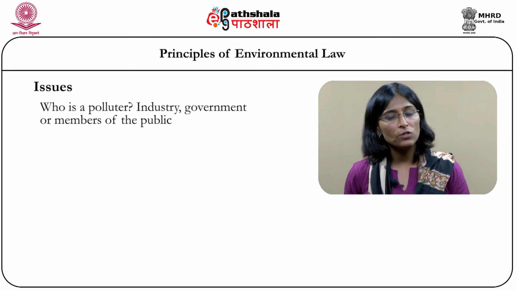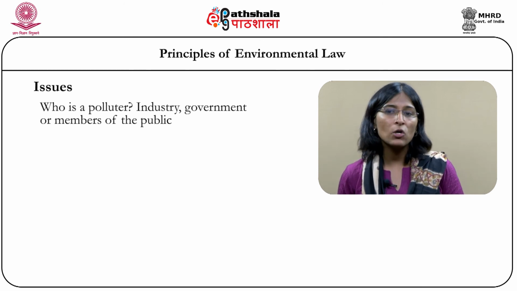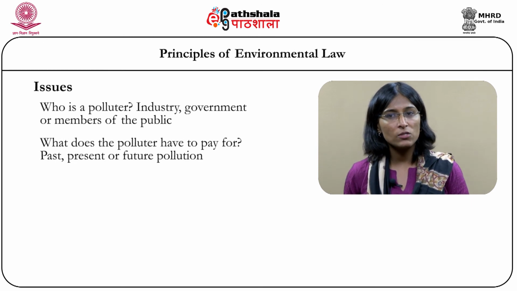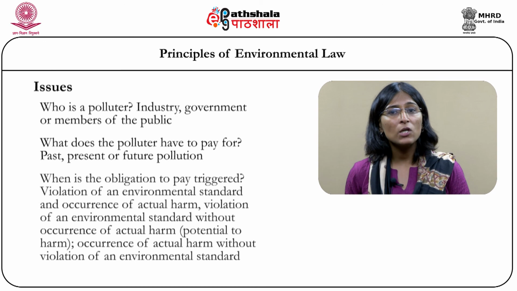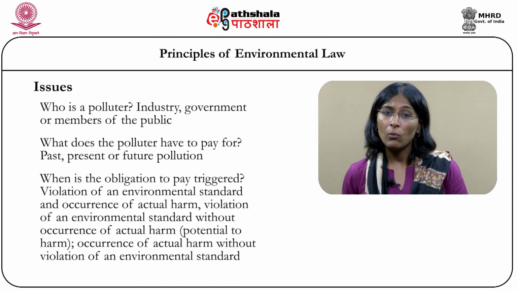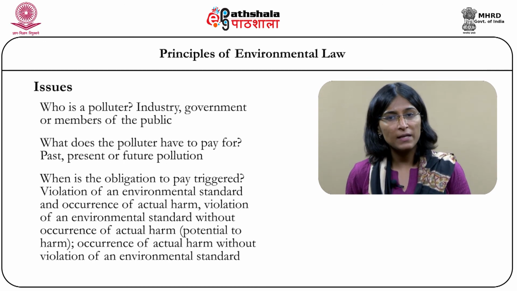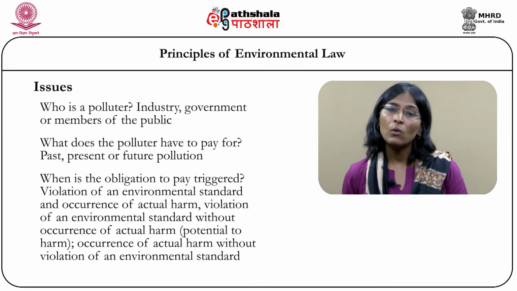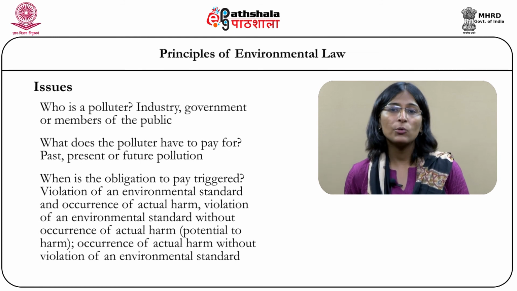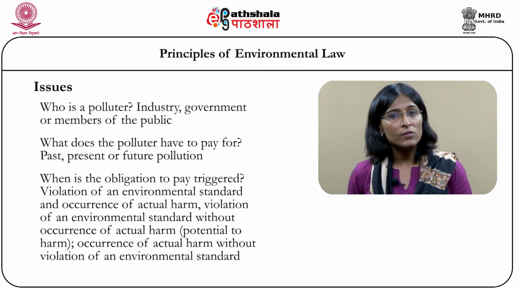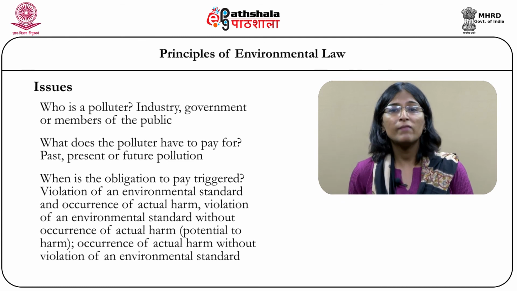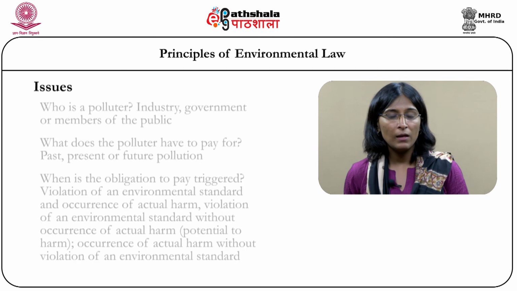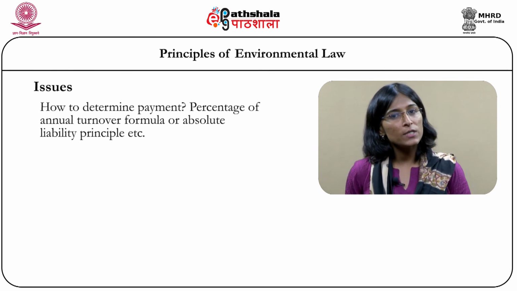Firstly, who is a polluter? Is it an industry, the government or members of the public? What does the polluter have to pay for? Past, present or future pollution? When is the obligation to pay triggered? When violation of an environmental standard takes place and there is occurrence of actual harm? Where there is violation of an environmental standard without occurrence of actual harm, what is known as the potential to harm. The occurrence of actual harm without violation of an environmental standard could also result in the invocation of the polluter pays principle.